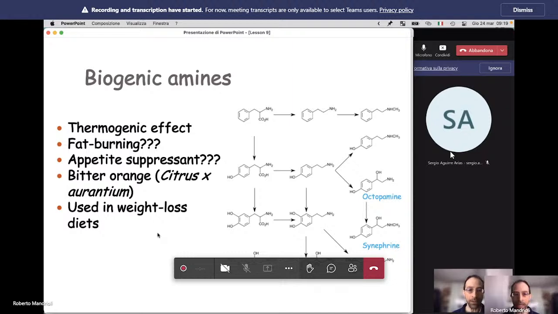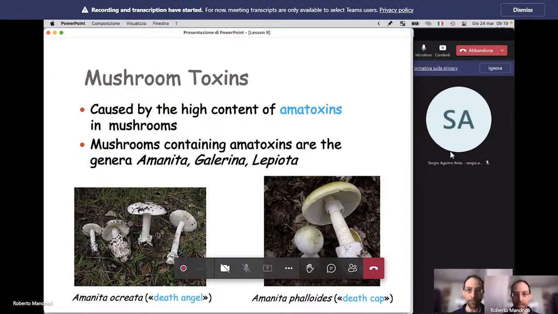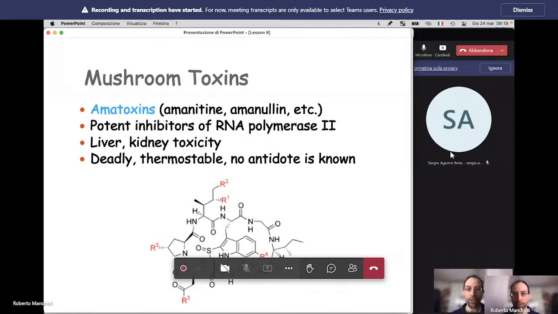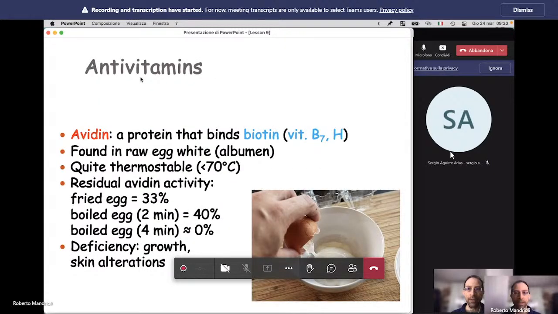weight loss. Very briefly, some information on mushroom toxins, and in particular on amatoxins, that are very, very dangerous and possibly lethal, or quite often lethal, and also thermoresistant.